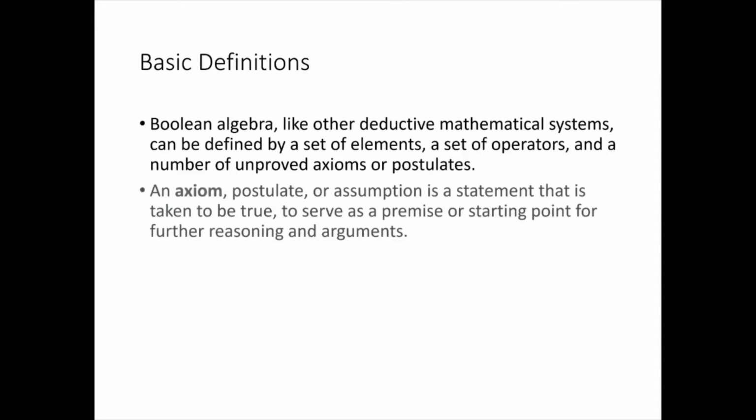Okay, so section 2.2, basic definitions. So we're looking at Boolean algebra like other deductive mathematical systems. There are three things that will define it. It's the set of elements, in our case, just 0 and 1. Set of operators, you're going to see that. It's going to be the AND, OR, and NOT. And some postulates or assumptions, okay? All right. So this is where we're going to start.